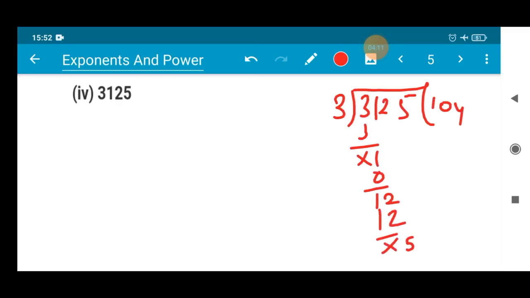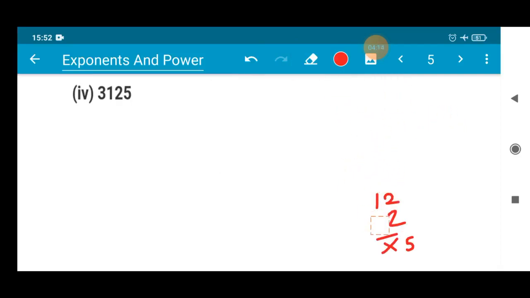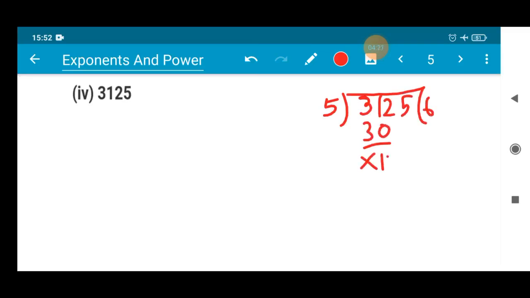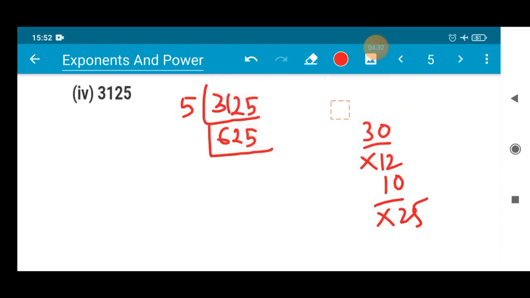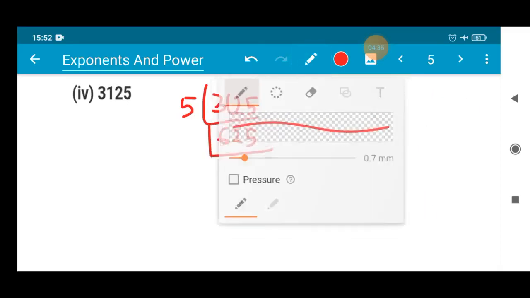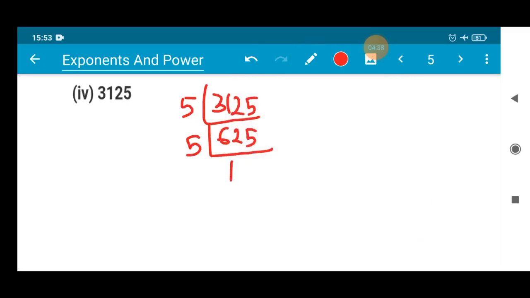No, 3 is not able to divide 3125. So let us proceed with 5 then. 5 6s are 30, 5 2s are 10, then 5 5s are 25. Yes, 3125 is divided by 5, and the quotient I got is 625. Now 625 should be divided by 5 again. 5 1s are 5, right? Then 5 2s are 10, 5 5s are 25. 5 25s is 125, 5 5s are 25, 5 1s are 5.